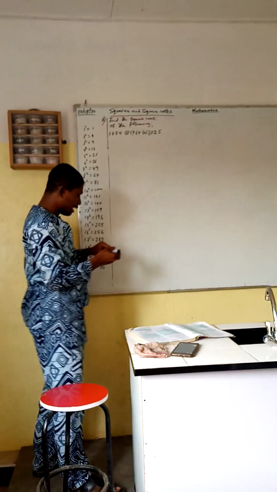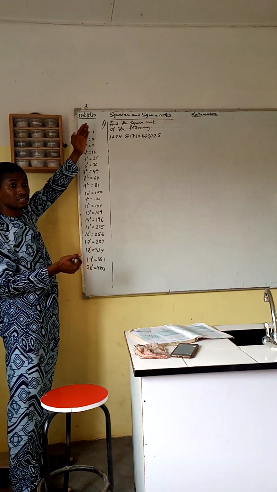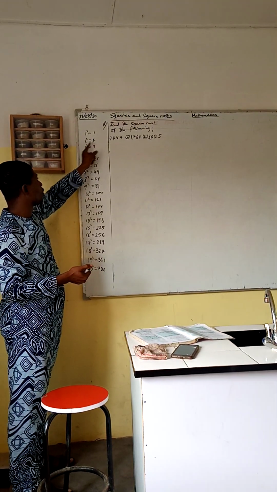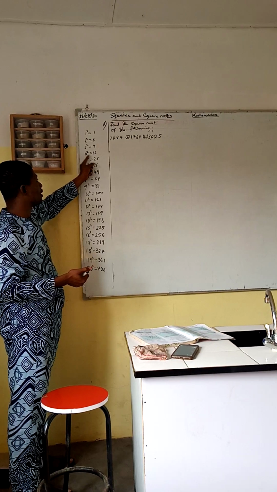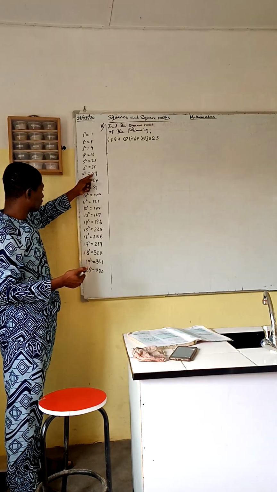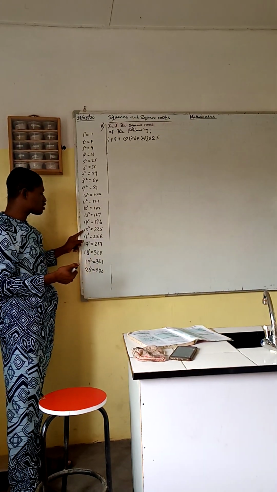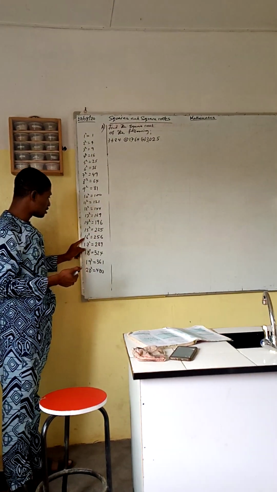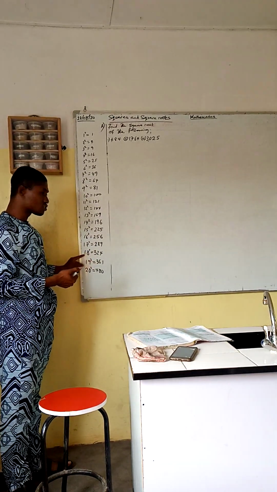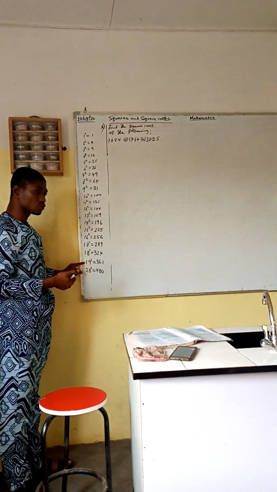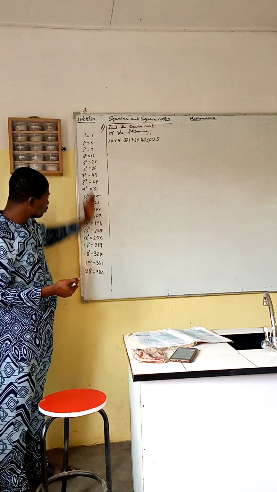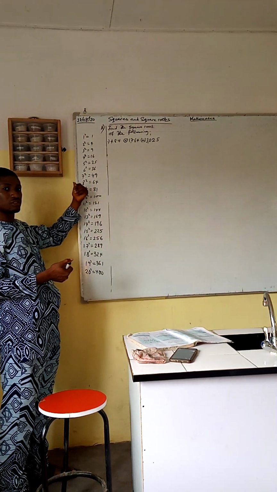Before I do that, for example, you have these values of squares and their square roots. 1 square is 1. 2 square, 4. 3 square, 9. 4 square, 16. 5 square, 25. 6 square, 36. 7 square, 49. Going through to 15 square, 225. 16 square, 256. 17 square, 289. 18 square, 324. 19 square, 361. 20 square, 400.